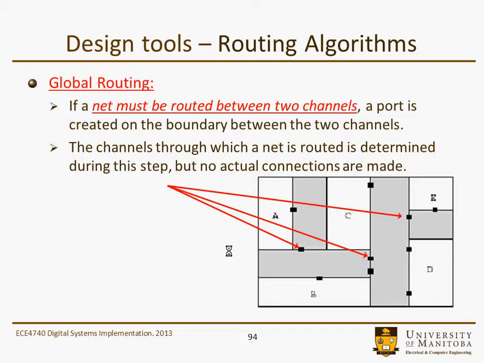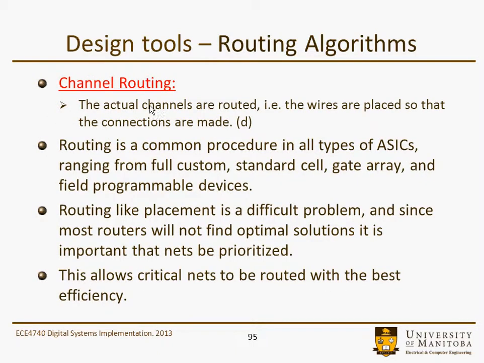So if a net has to be routed between two channels, a port is created on the boundary between the two channels. This represents the port formation, because I know I had to go from this channel to this channel down here. So the channel through which a net is routed is determined during this step, and no actual connections are made. There's nothing wired up in here, but the port connections are shown on the individual channels. Then the channels are actually routed, so the wires are placed and the connections are made. We'll see that in figure D coming up in a minute or two.